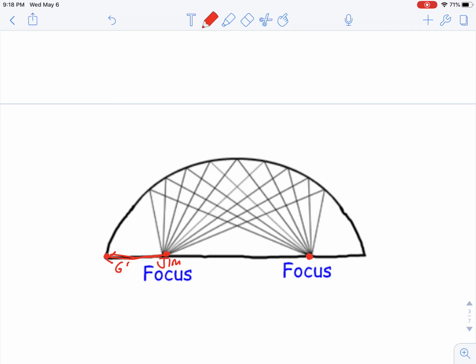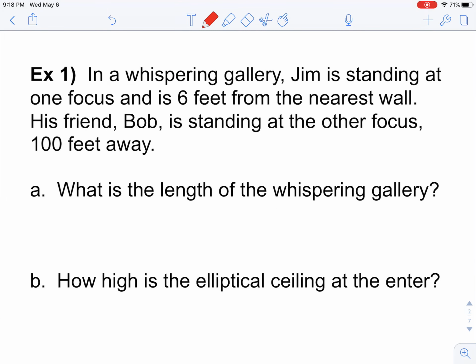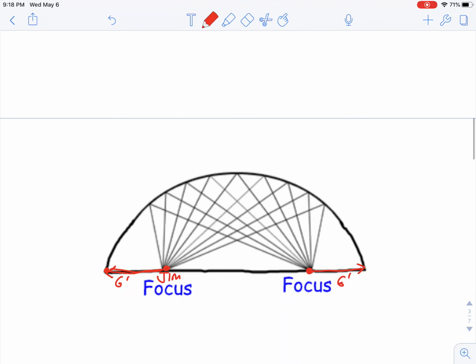Now keep in mind that ellipses are symmetrical, which means if the second focus point is here, then the distance to this wall is also 6 feet. If we go back up to the problem, it tells us that his friend Bob is standing at the other focus point 100 feet away from Jim. So if we come back to our diagram, this focus point is where Bob is standing, and the distance from Jim to Bob is 100 feet.